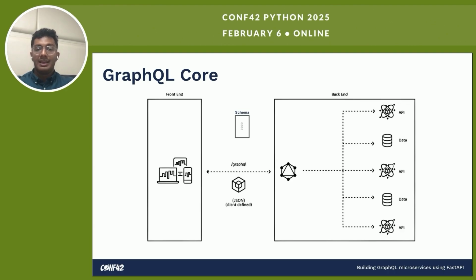On the right side, we have the backend services, which might contain multiple APIs, databases, and multiple services. Unlike traditional APIs, GraphQL does not store data. It acts as a middle layer that fetches the information from multiple sources like databases and APIs.